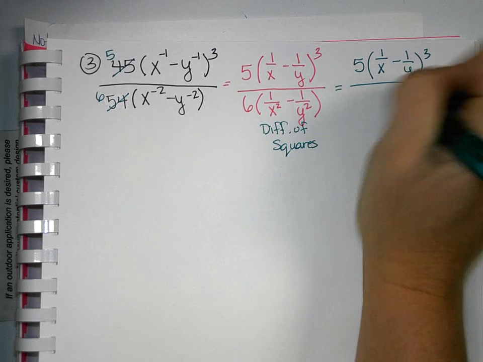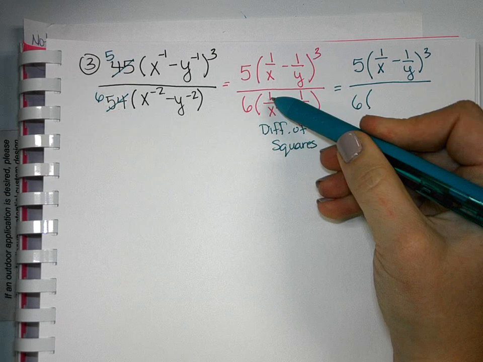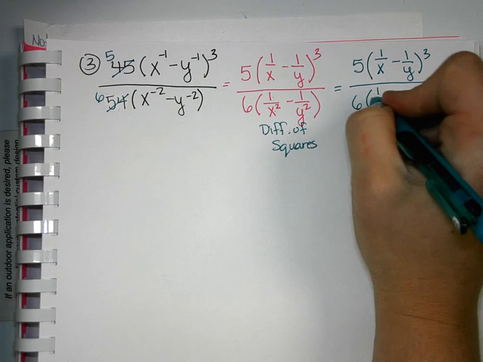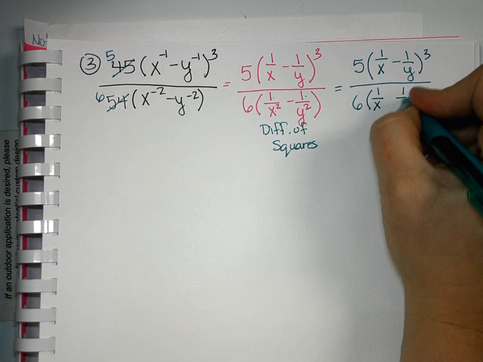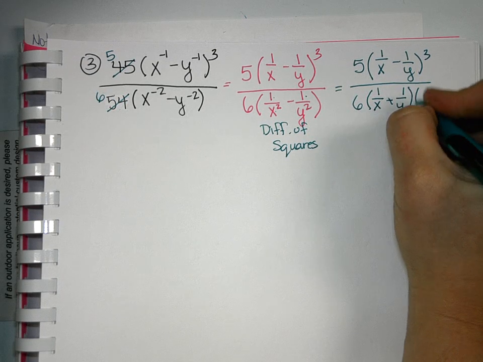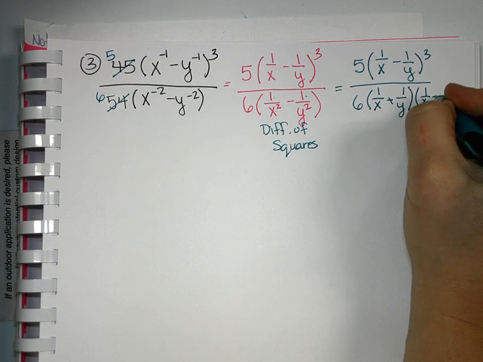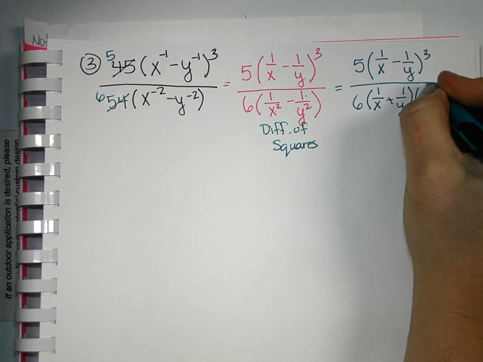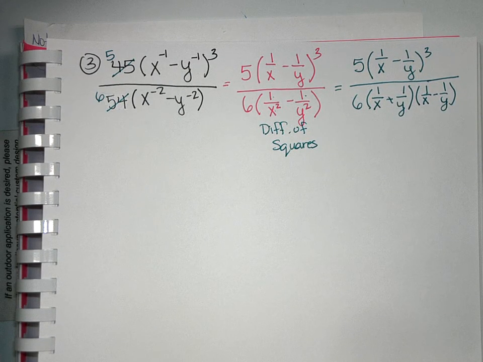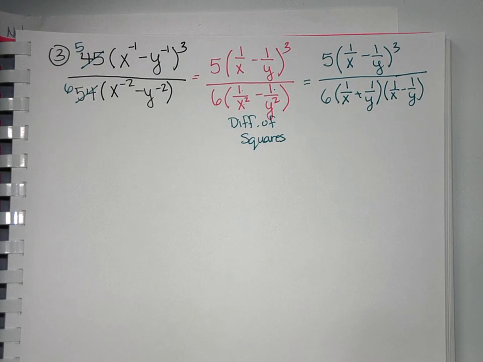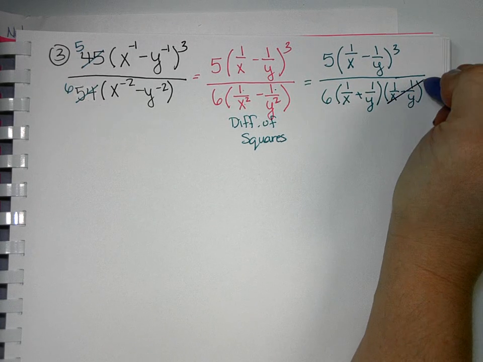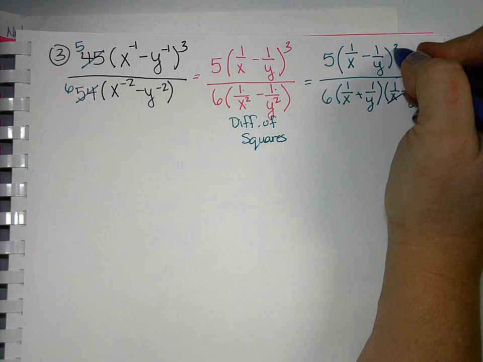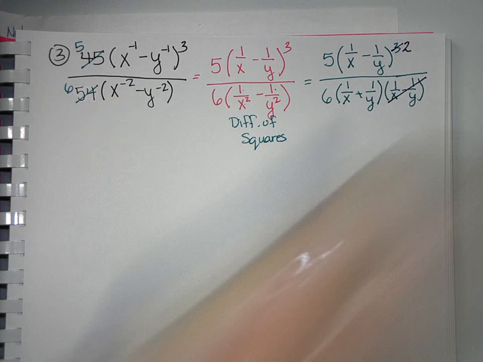But my denominator, if I take the square root of 1 over x squared, I get 1 over x. The square root of 1 over y squared, I get 1 over y. So if I write that with a plus and then a minus, I notice something that I can reduce. Because my denominator is now fully factored, I can cross out this 1 over x minus 1 over y with one of those 1 over x minus 1 over y factors on top.